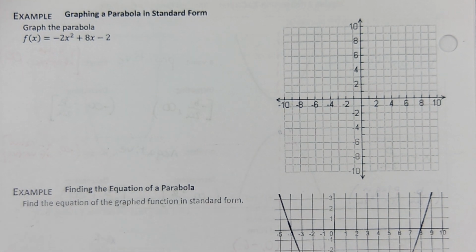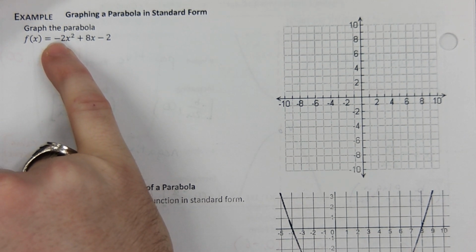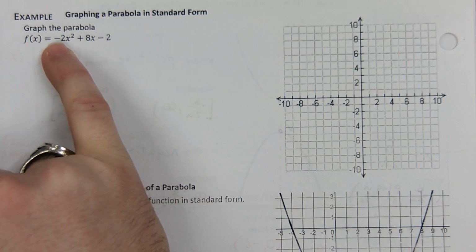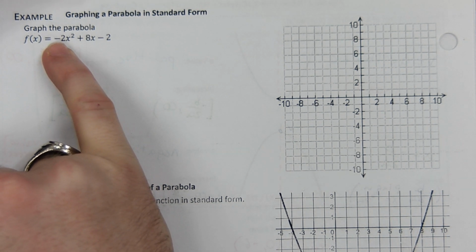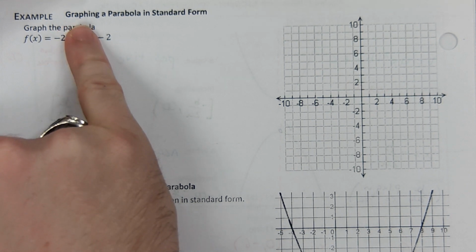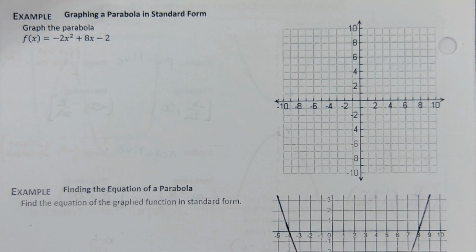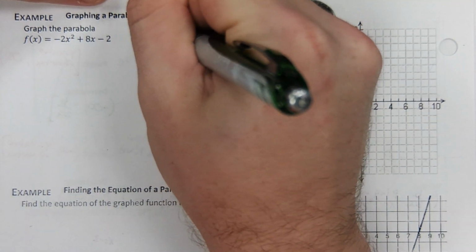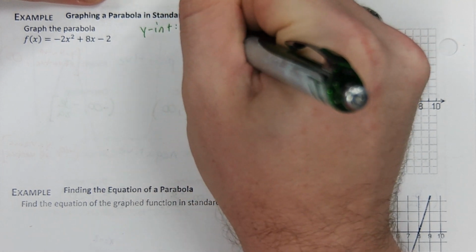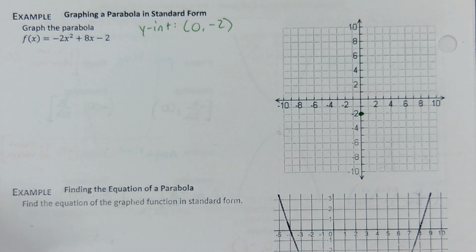What are some things we know? Well, it's got a negative on the front. What's that tell me? Yeah, it points down. And I can easily find the y-intercept. It's free money because if I plug in x equals 0, these two things are gone because they both have x's, and I'm left with the number -2. So I know that my y-intercept is happening at 0, -2, right here. So it points down, and we know the y-intercept.